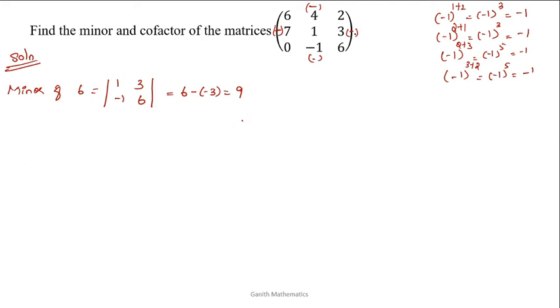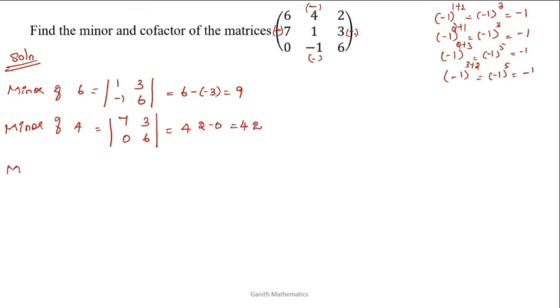Then we can proceed in the same way to find the minor and cofactor of the remaining elements. So, minor of 4. That is nothing but eliminating the corresponding row and column, that is the second column and the first row. You will get 7, 3, 0, 6. So the determinant is 7 times 6 is 42, minus 0. So it will be 42.